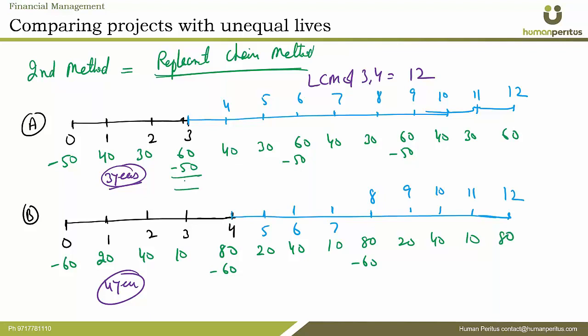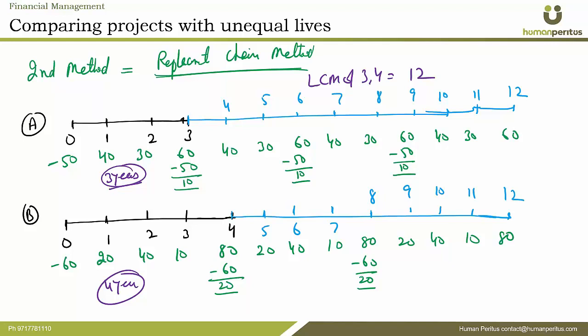Okay, so this becomes 10, this becomes 10, this becomes 10, this becomes 20, this becomes 20. So we extend the chain. Now both projects have equal lives of 12 years, and now we calculate NPV and we get our answer. This is the second method of comparing two projects with unequal lives.